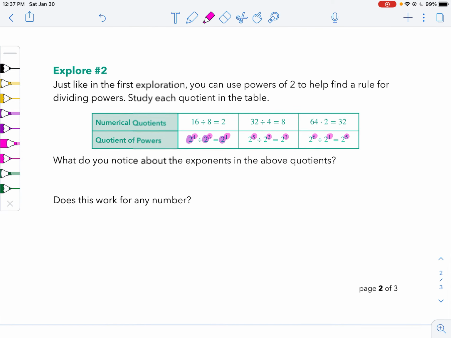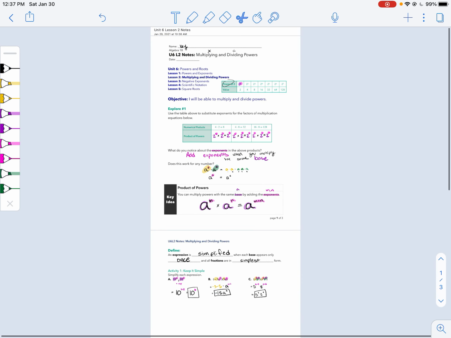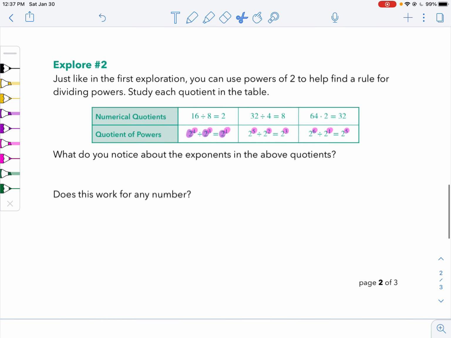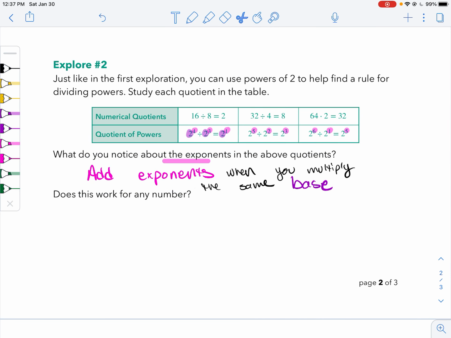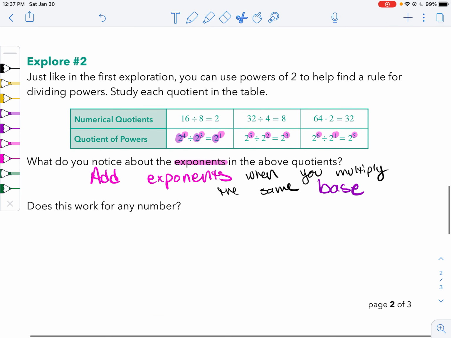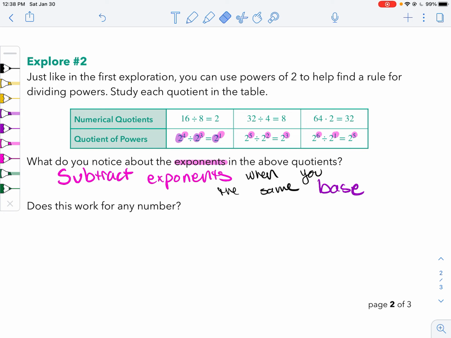What's the pattern here? I'm going to show you. Just like multiplication is the opposite of division, addition is the opposite of subtraction. So instead of adding exponents together, we're going to subtract. Instead of multiplying, we're going to divide.